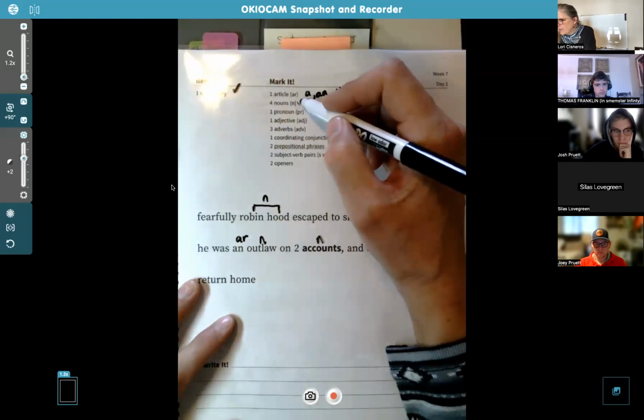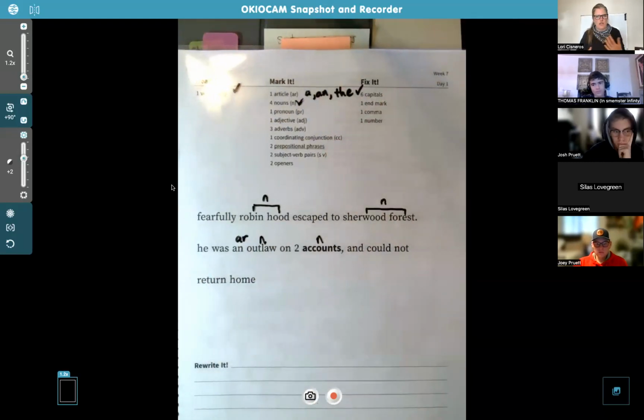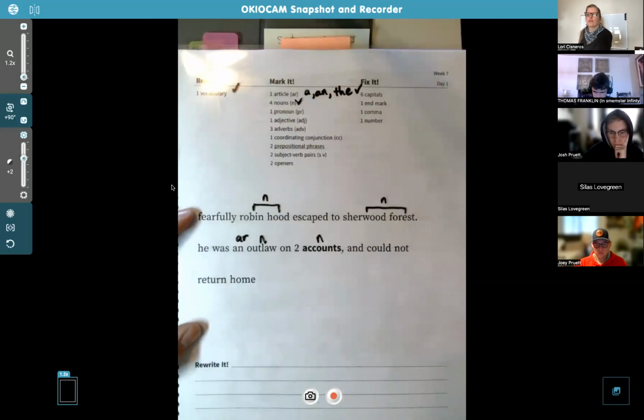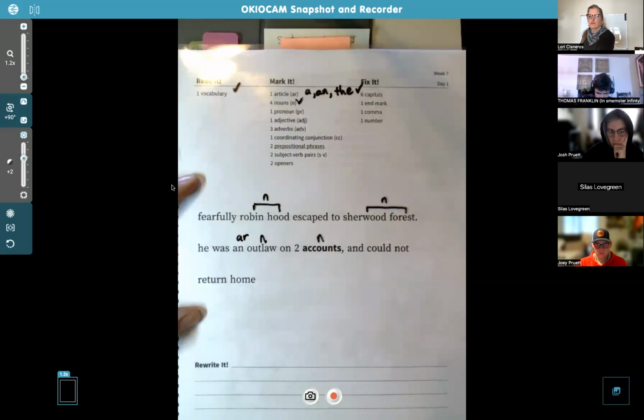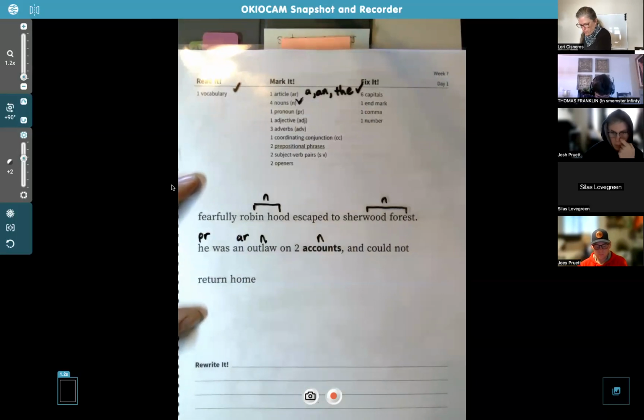Okay, so we got the 4 nouns. Pronouns, remember those are the words that take the place of a noun in a sentence. So Josh, do you see there's only 1 pronoun? Words like he, she, them, they, taking the place of a noun. What is it? He? Yes, it's he. So PR above he. Very good.